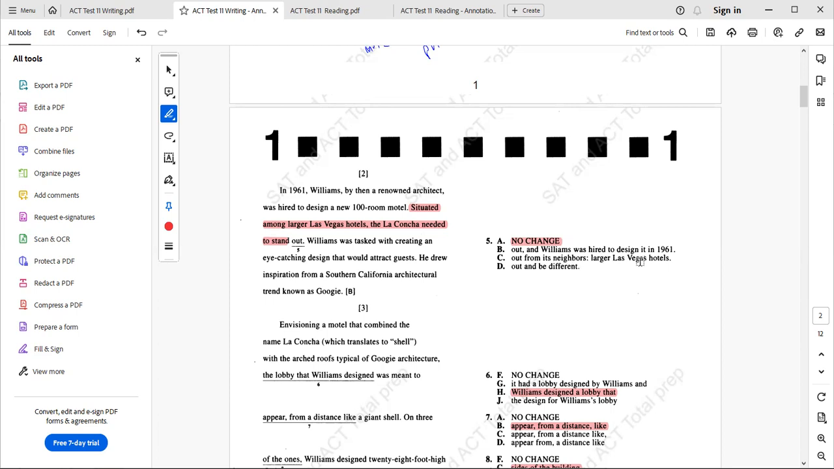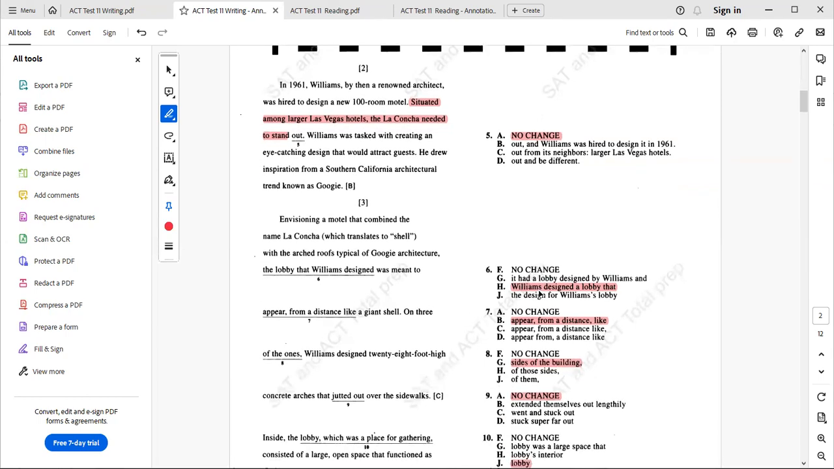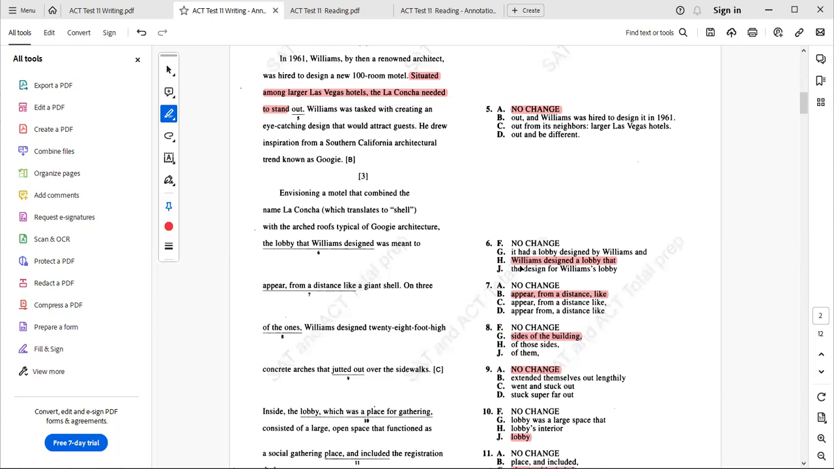And after that, larger Las Vegas hotels. It mentions larger, so it needs to stand out and be different. Why is it important for it? So it can stand out only. I'm so sorry, Dr. Ahmed, just for this confusion. Okay. Number 6, also Dr. Ahmed is wrong. Number 6 is wrong. Let's find it from the beginning.